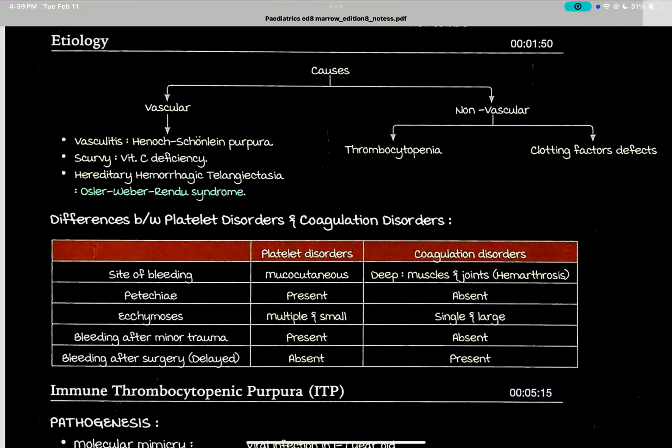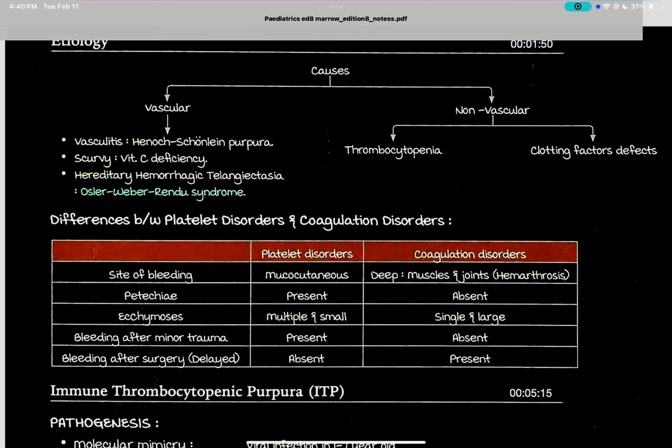Vascular causes are vasculitis, like Henoch-Schonlein purpura, scurvy (vitamin C deficiency), and hereditary hemorrhagic telangiectasia, also called Osler-Weber-Rendu syndrome. That's the vascular causes. Non-vascular causes are thrombocytopenia and clotting factor defects.